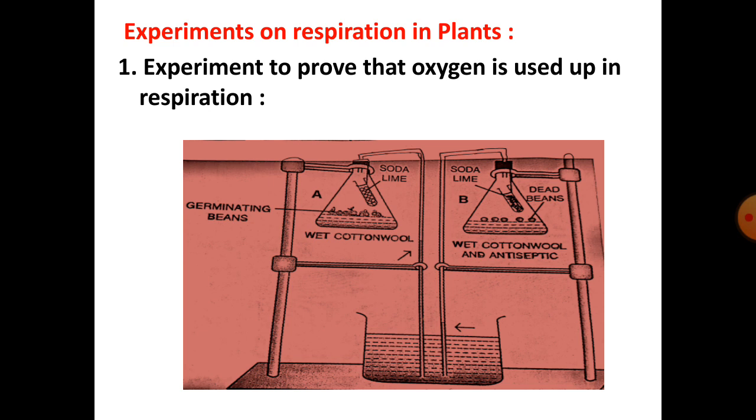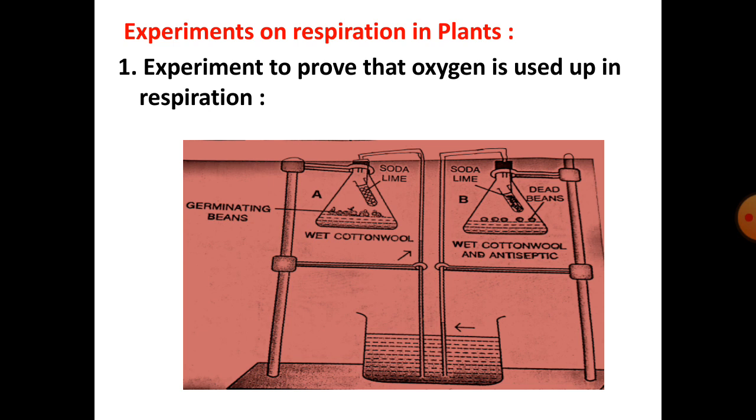And the volume of the oxygen so used up was indicated by the rise of water level. As the seeds used the oxygen, the water level had risen. Now two questions arise: why there is a slight increase in water level, and which of these two flasks is the control. Obviously B is the control one, because in B a dead germinating seed, that is a boiled one, was used, so it will not undergo any germination process.